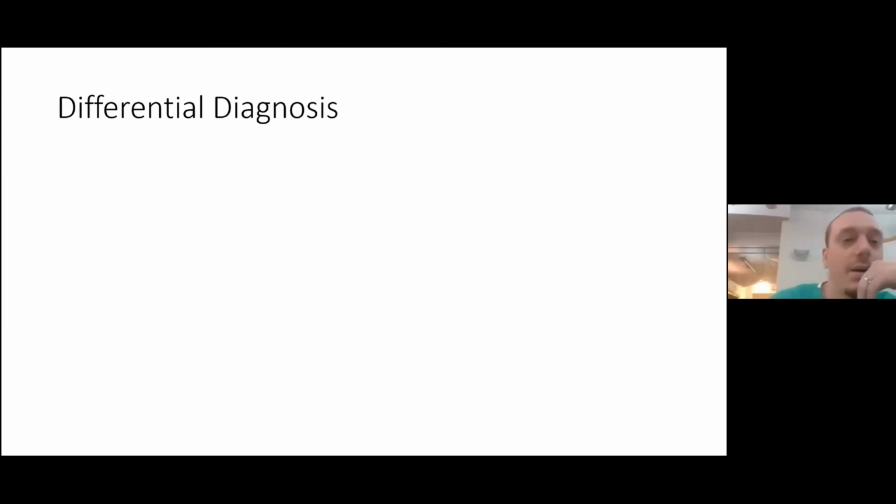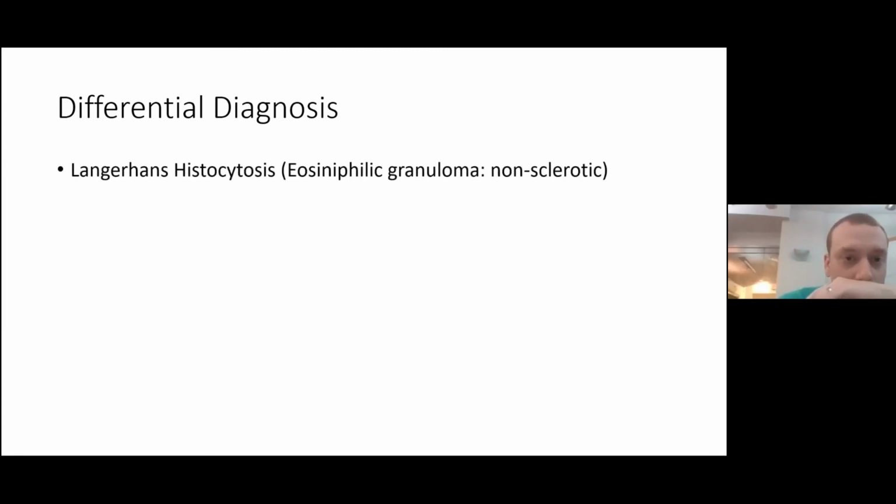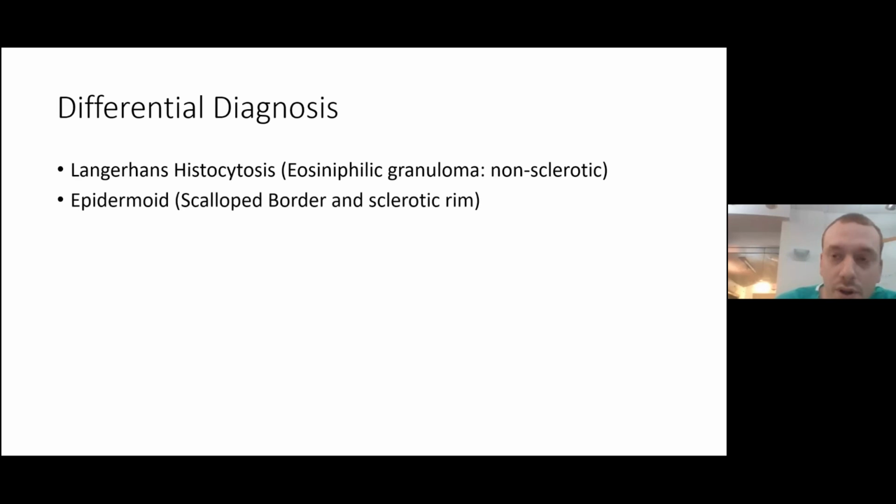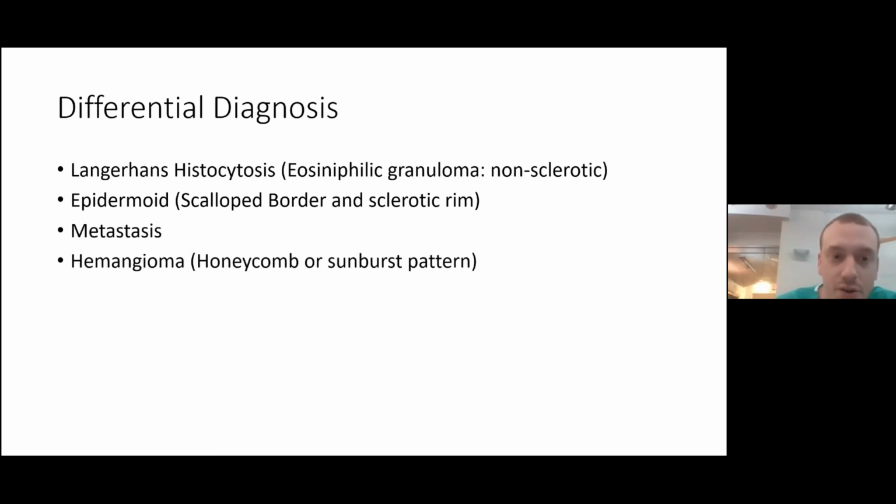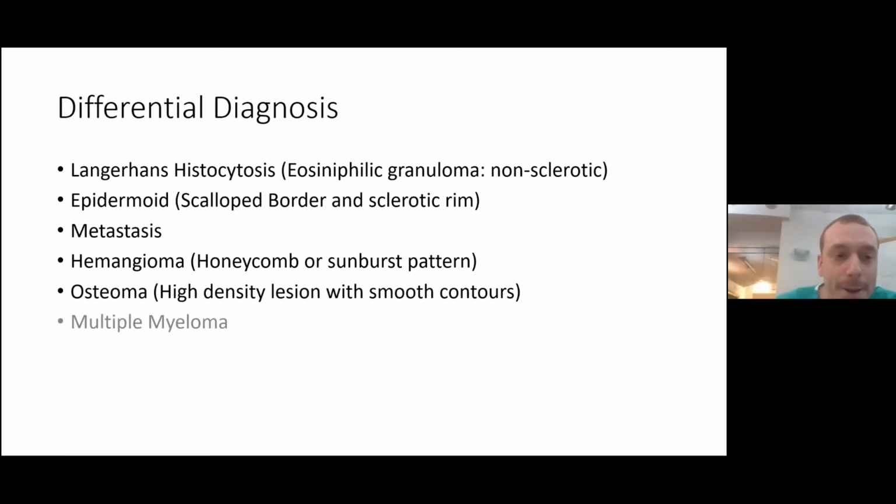Exactly. So you mentioned a couple of them. So Langerhans histiocytosis, or basically eosinophilic granuloma, if it's just a single lesion, usually presents as a non-sclerotic lesion. Epidermoid, as you mentioned, is basically a scalloped border with sclerotic rim. Metastasis, hemangioma, which usually presents as a honeycomb or sunburst pattern. Osteoma, which is basically just a highly dense lesion. Multiple myeloma, meningioma. You mentioned a couple of them.